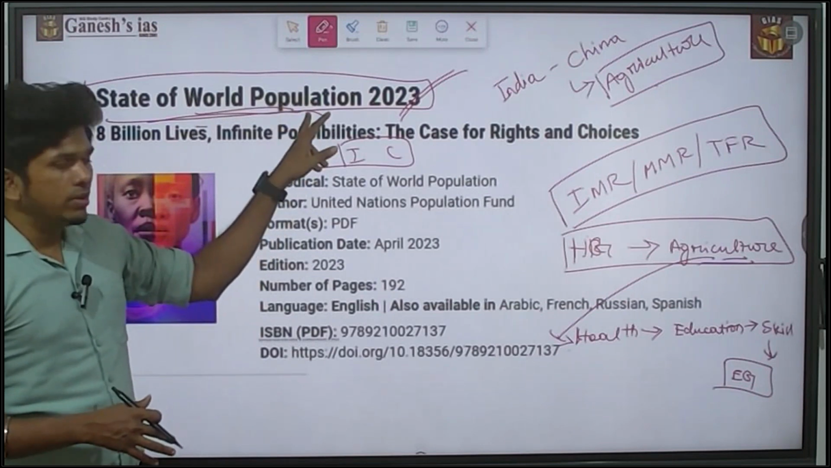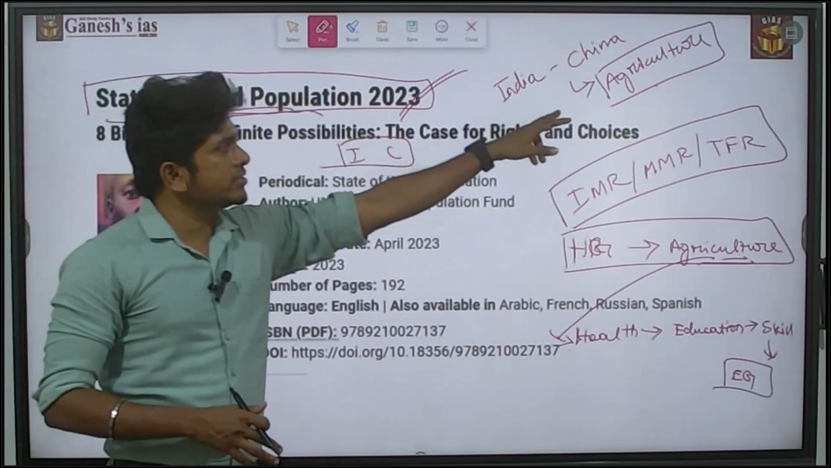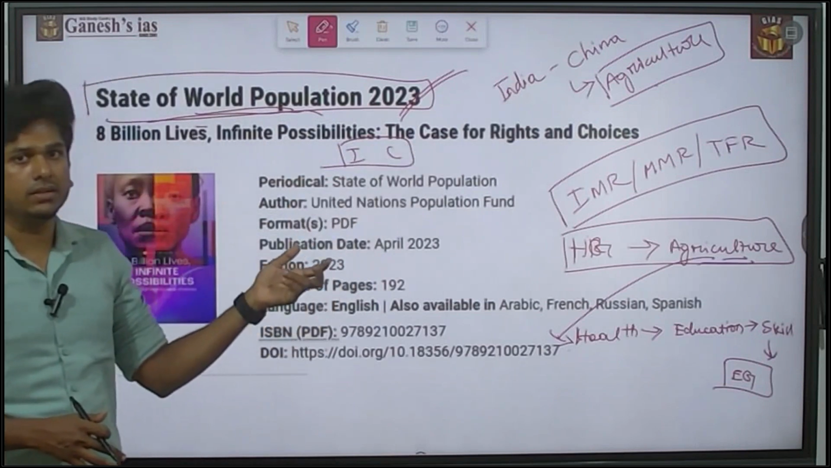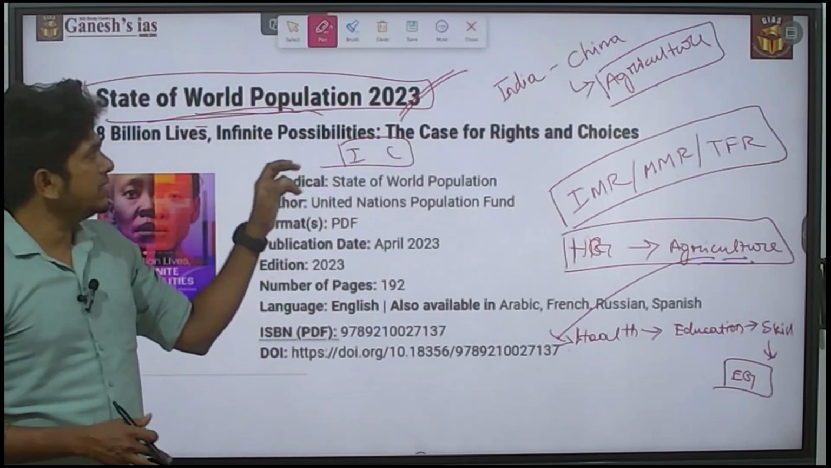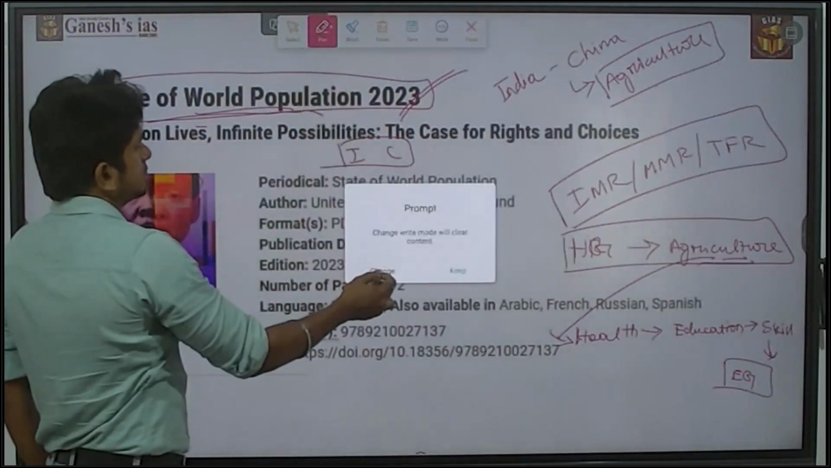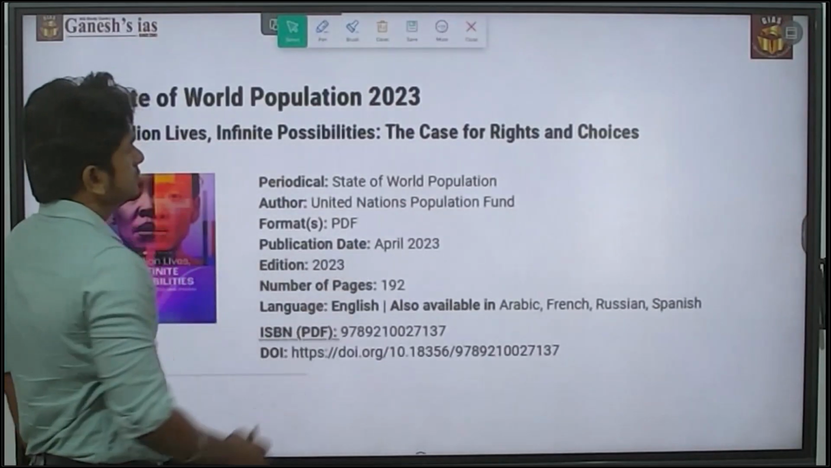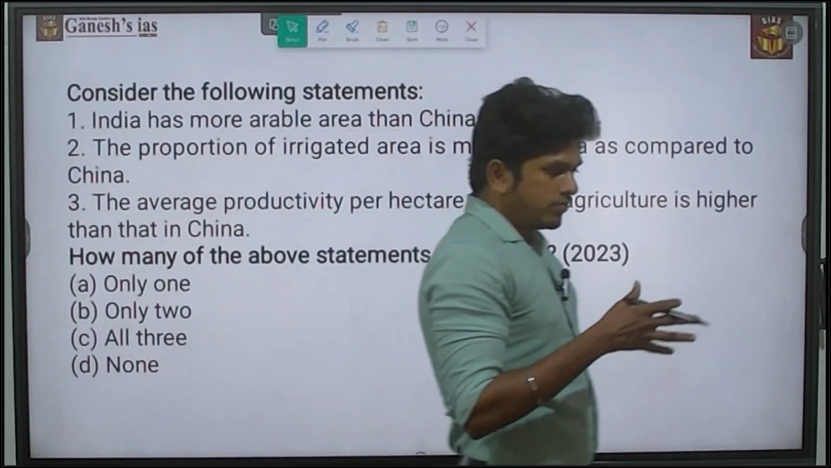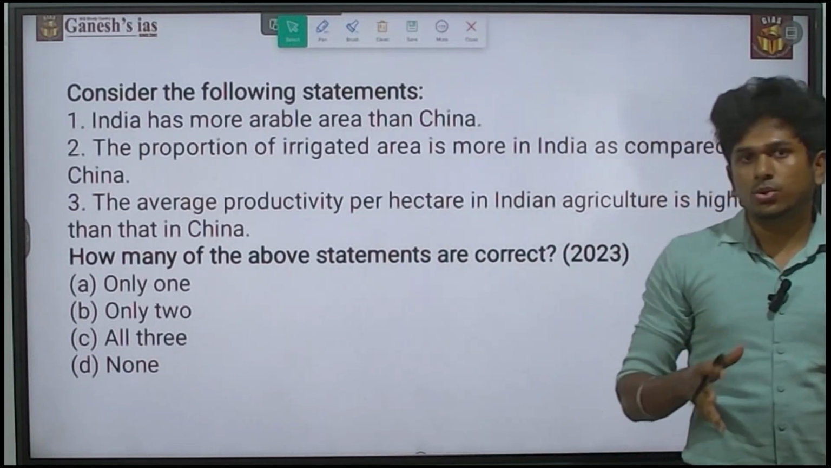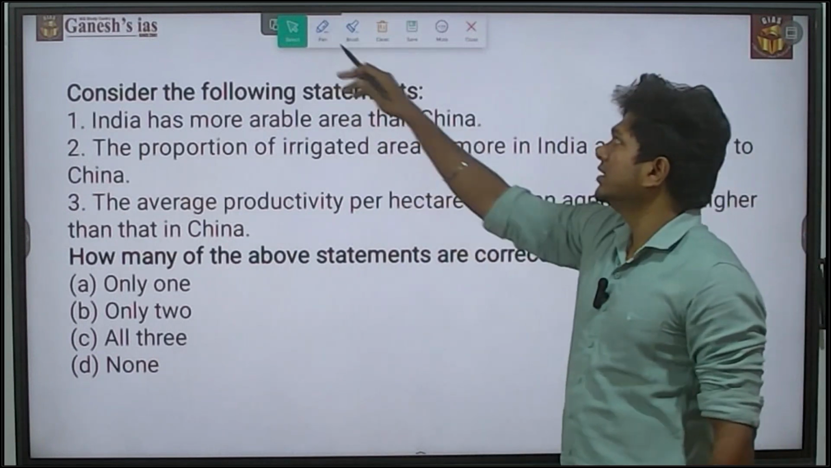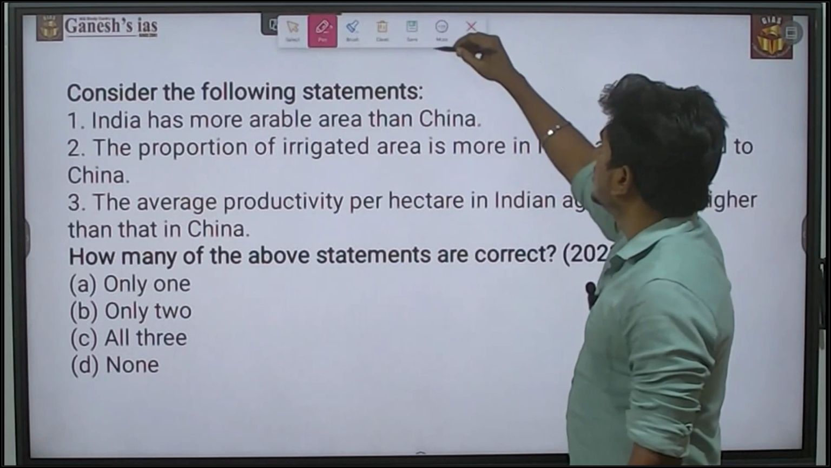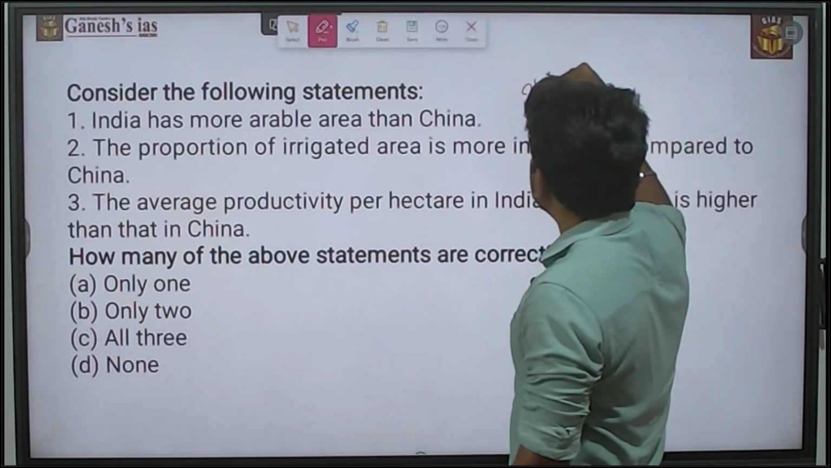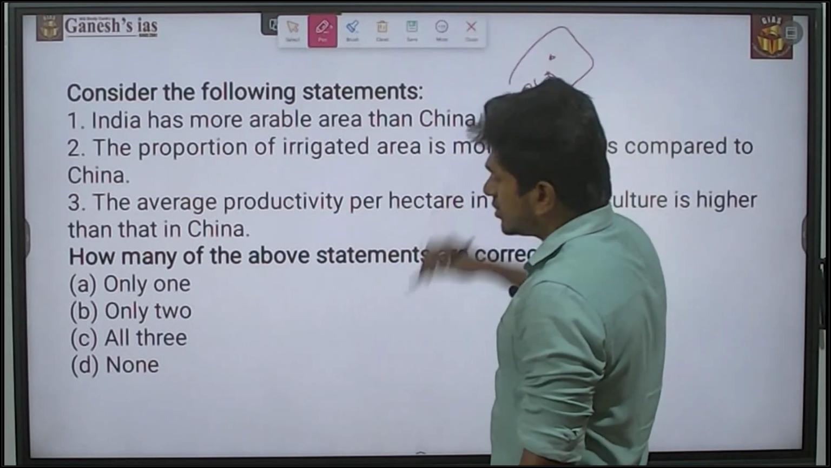In that report only, they spoke about the agriculture data of India and China. Based on that only, they asked this question. What you have to do is, if you are facing a current affair, you have to make a 360-degree analysis related to that current affair.